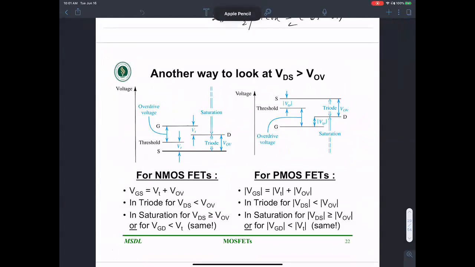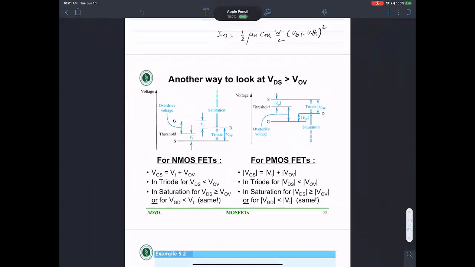Okay, just give me a second while my Apple Pencil is going to connect via Bluetooth. It doesn't want to do it for some reason now. Okay, let's see.